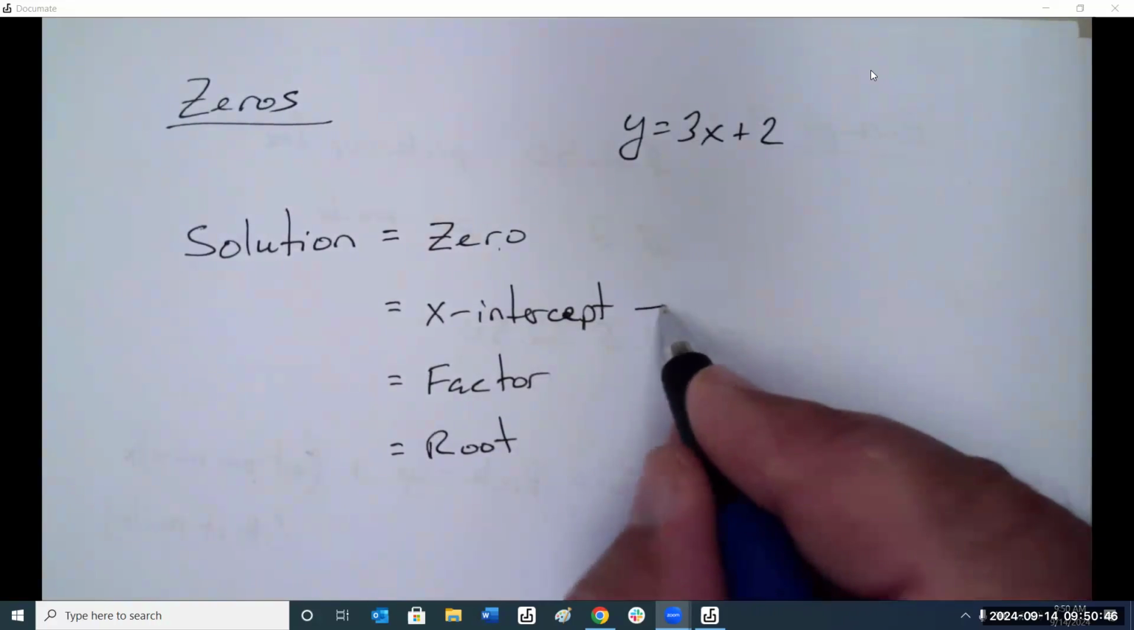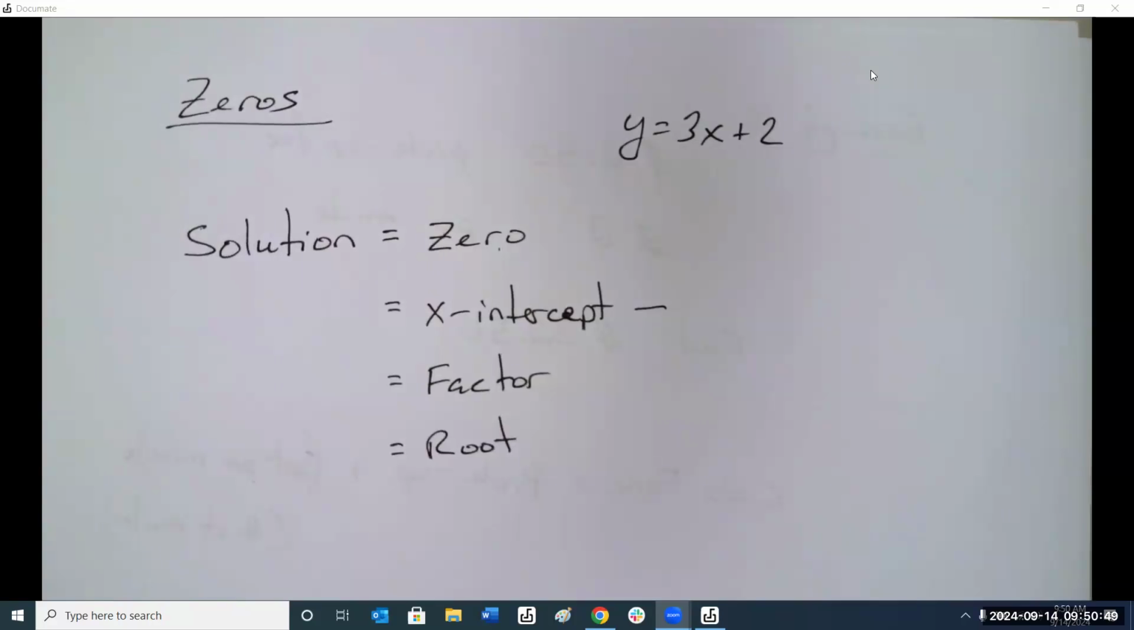Well, remember from chapter 1, section 1, how do we find the x-intercept? Nobody here?